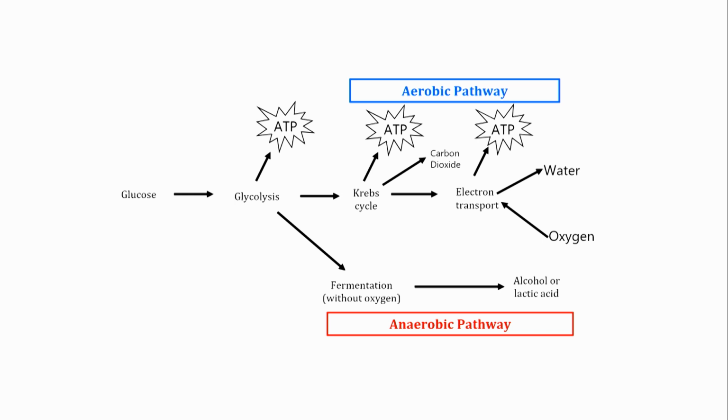Then we move into the electron transport chain. We use the FADH2 and the NADH. We're going to use those to play the electron transport. That's going to generate a lot of ATP. It's also going to produce a little bit of water, and it consumes a little bit of oxygen. Okay, so that's a couple of different pathways that your cells may use to do cellular respiration.